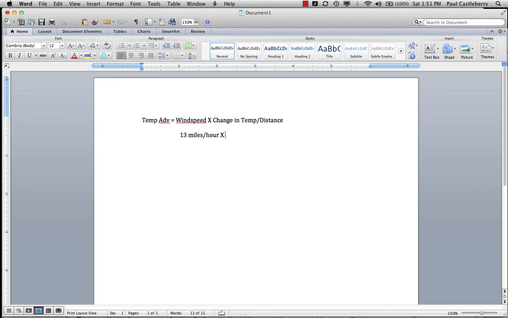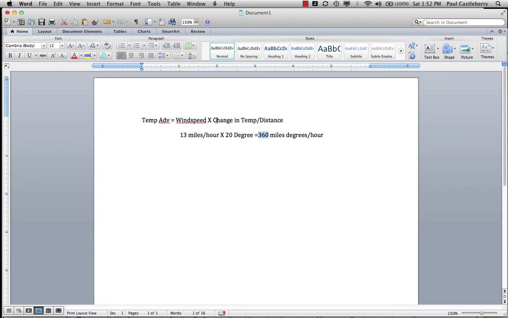times the change in temperature. We saw that there's a 20-degree change in temperature. And north to south across Iowa is roughly about 300 miles. But I'm going to leave off the distance for this example. And so if you take 13 times 20, that is equal to 360. Now let's not worry about the units at this point. So actually, if we do use the units, we've got 360 miles, degrees per hour. But the number that we're looking at here is 360.